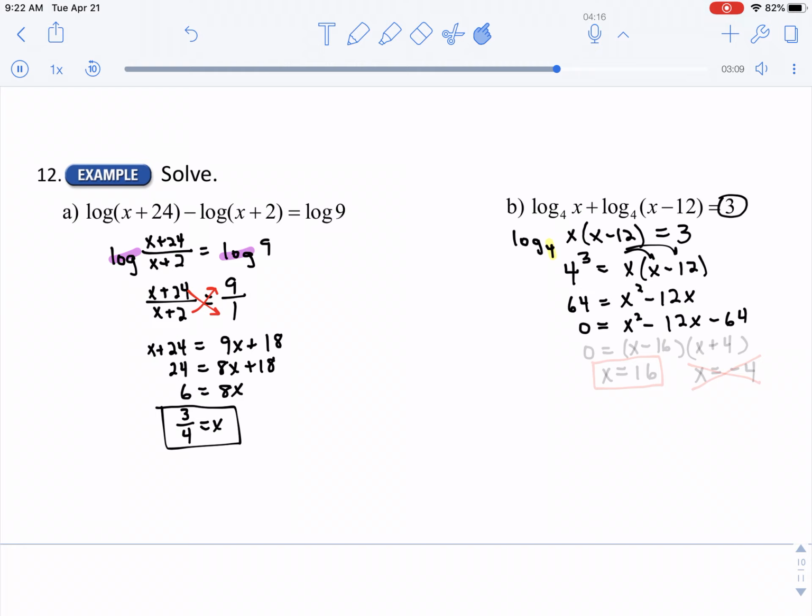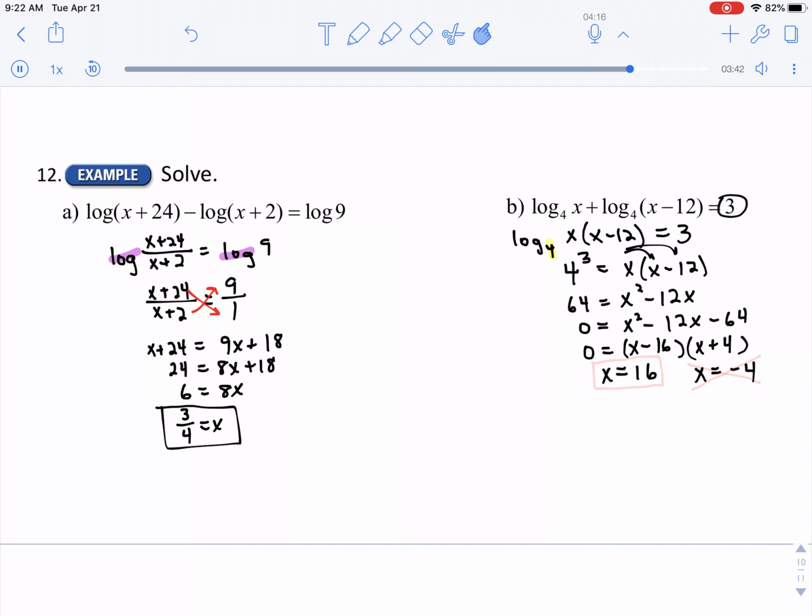Now I factor this, and this factors into (x minus 16) times (x plus 4). So x equals 16, or x equals negative 4. Now, you have to check. This is a situation where you can get extraneous solutions. So what does an extraneous solution mean? It means it's a solution that actually doesn't work.